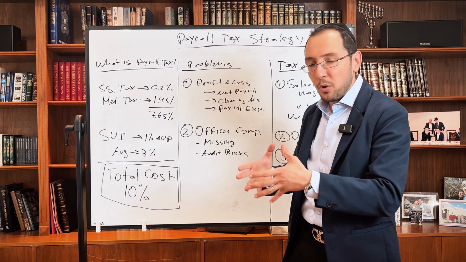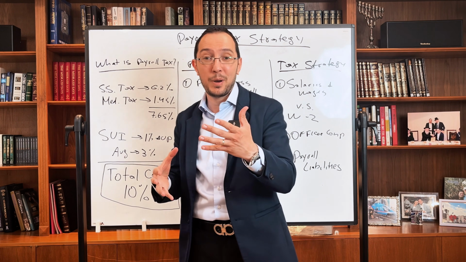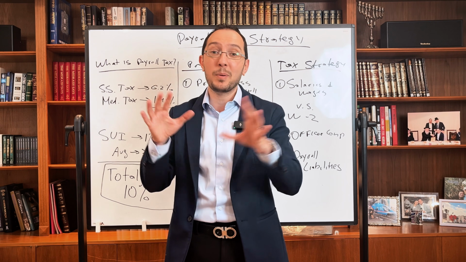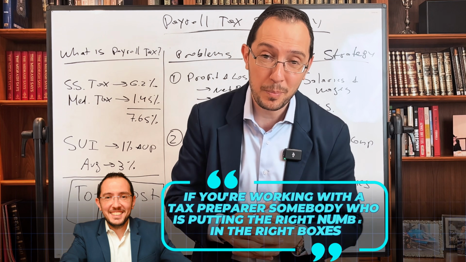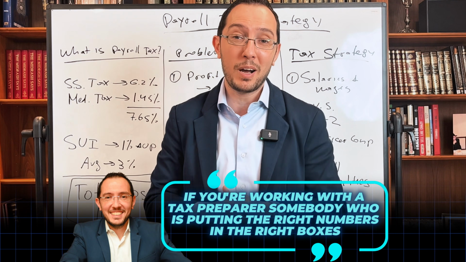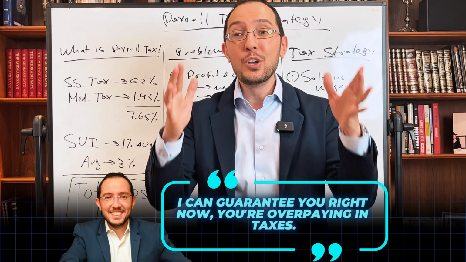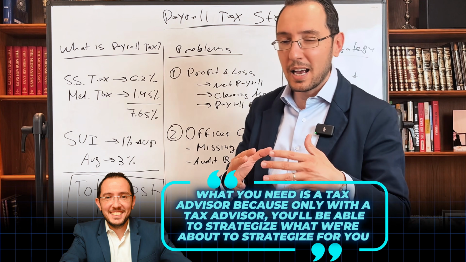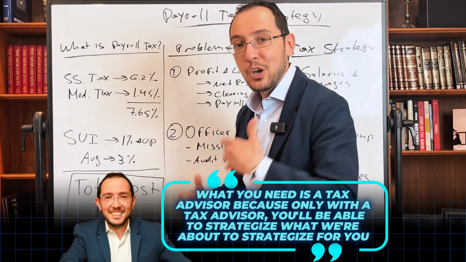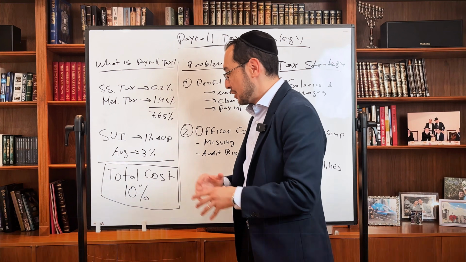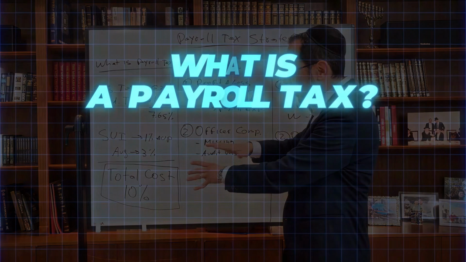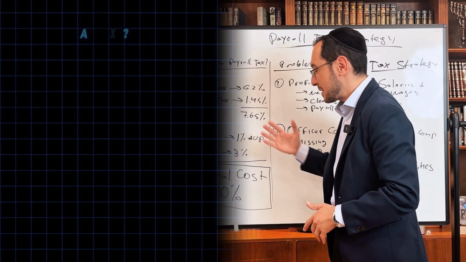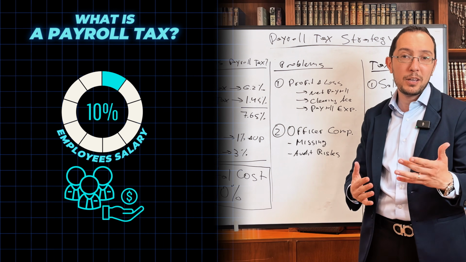And when you report your taxes, or when your tax preparer is doing your taxes, and listen, by the way, if you're working with a tax preparer, somebody who's just putting the right numbers in the right boxes, I can guarantee you right now, you're overpaying in taxes. What you need is a tax advisor, because only with a tax advisor will you be able to strategize what we're about to strategize for you. So right now, I want you to understand that payroll tax is about 10% of what you pay your employees.